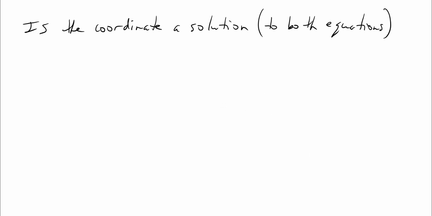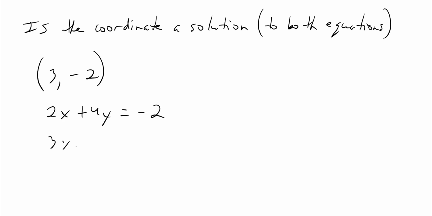What we're going to do is, I'm going to give you a coordinate. So the coordinate is (3, -2). This is the work I'm going to ask for. And that's the coordinate, and I'm going to say your two equations are 2x + 4y = -2, and 3x - 2y = 5. All right, and you're going to take that (3, -2).